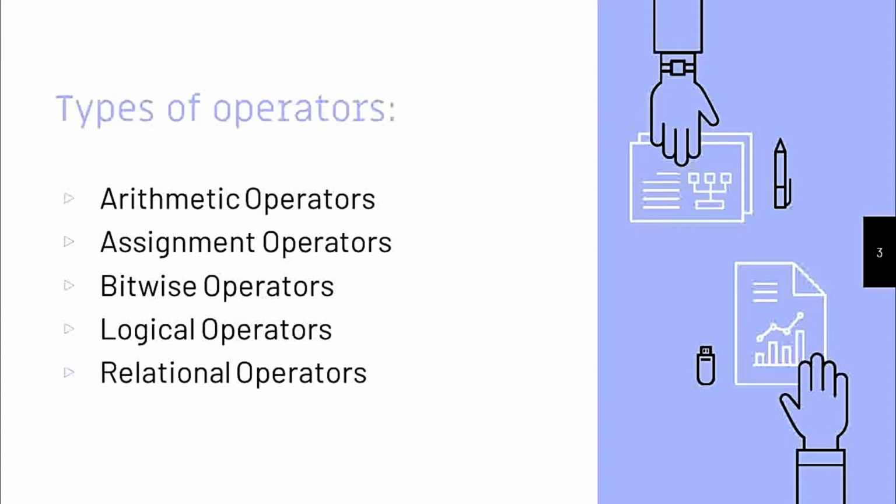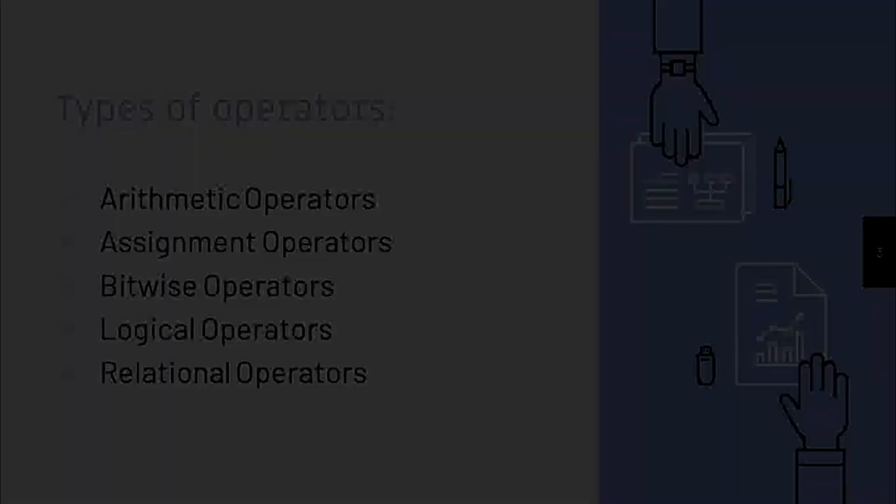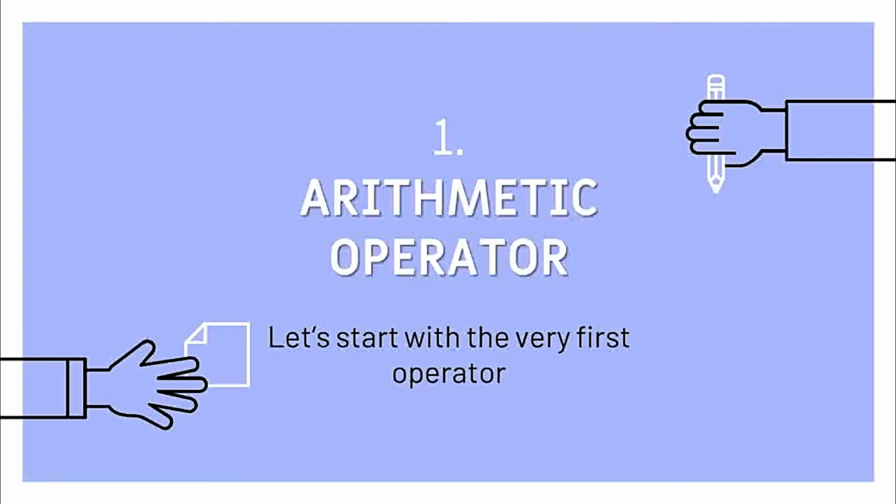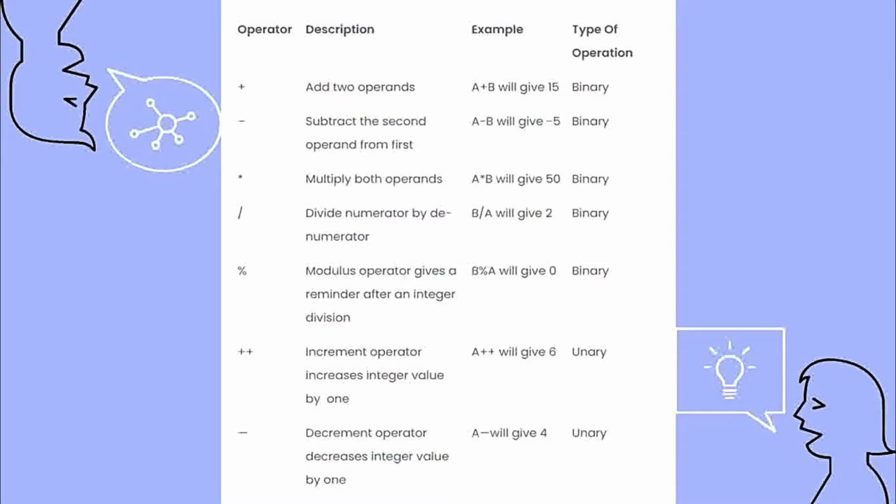So the Java operators are divided into the following groups: arithmetic operator, assignment operator, relational operators, logical operators, bitwise, etc. We will see them one by one. In this video, first we will discuss the arithmetic operator. Mathematical operations are done by using arithmetic operators. Following table, we will see in the next slide, displays all the arithmetic operators supported by Java.